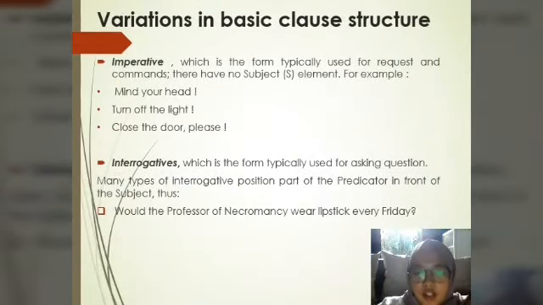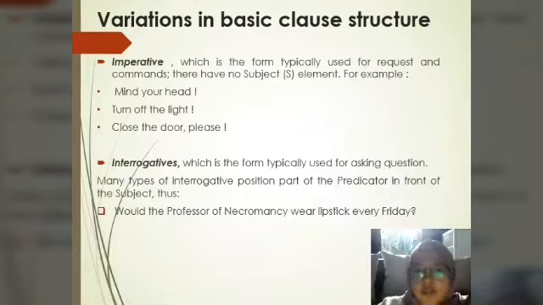Variation in basic clause structure. Imperative, which is the form typically used for requests and commands. There is no subject element. For examples, mind your head, turn off the light, close the door please.